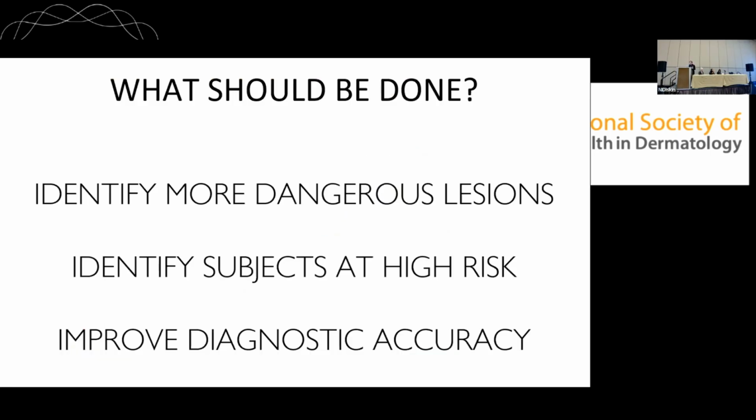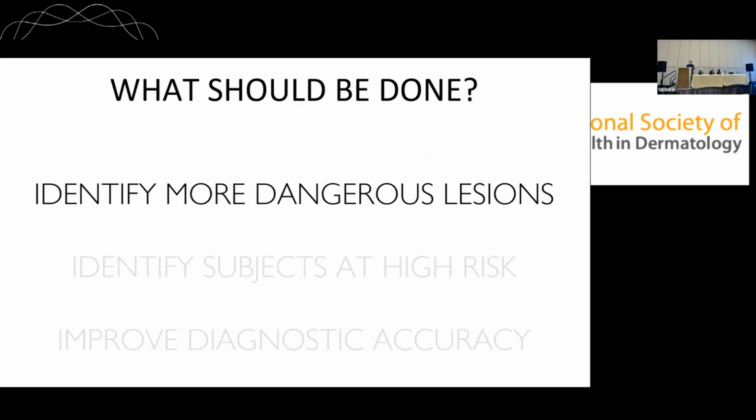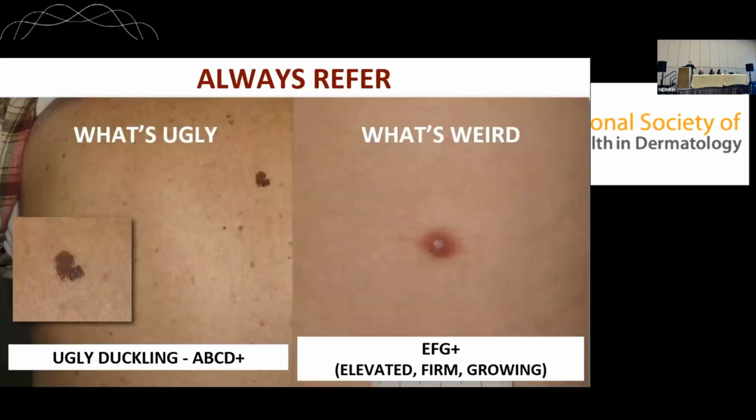I think the middle is linked to three steps. First, identify the more dangerous lesions. Second, identify the subjects at risk. And the third, most important, and that's where technology comes in, improve diagnostic accuracy. For the most dangerous lesions, we know, and I think we can summarize in two words: we always have to pay attention, refer, and maybe, probably, cut everything that's ugly, everything that's weird. Why take the risk? It's not so common.